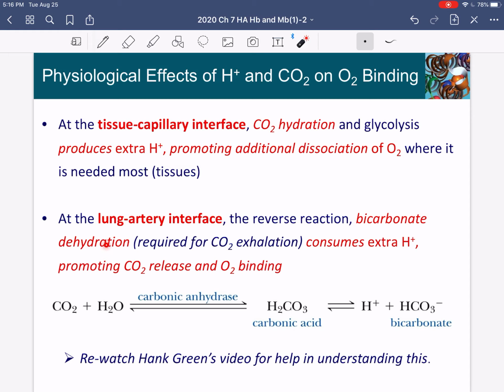Bicarbonate dehydration, which is required for you to turn carbon dioxide into a gas so that we can exhale it, consumes an extra proton, promoting CO2 release from the heme iron and oxygen binding. So carbon dioxide and oxygen hitch a ride on hemoglobin on the same site, but the protons that are around or that are depleted can regulate the ability of one to bind preferentially over the other. All right, so here's what's happening.